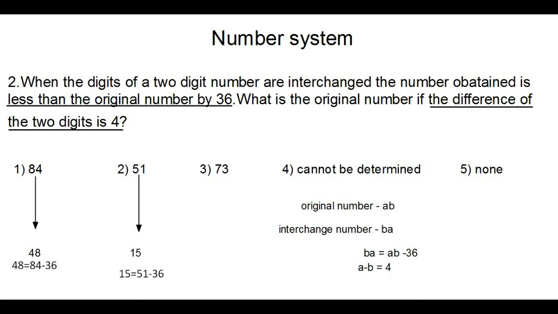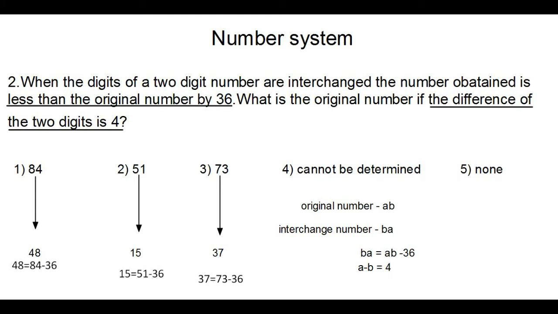And similarly, if you look at option 3, the difference between the two digits is 4. 7 minus 3 is equal to 4 and the interchange number is 37. And 37 is nothing but 73 minus 36. So option 3 also satisfies both the conditions. So this is the twist in the given question. There is more than one number which can satisfy both the given conditions.